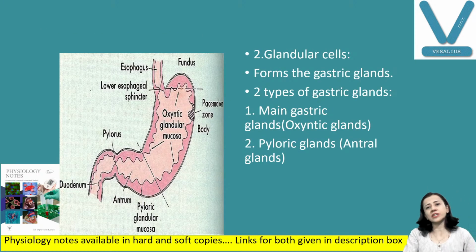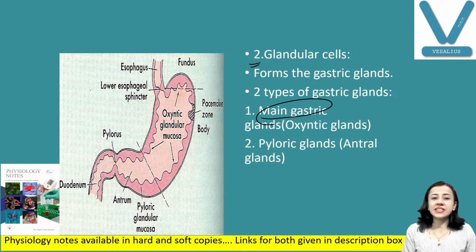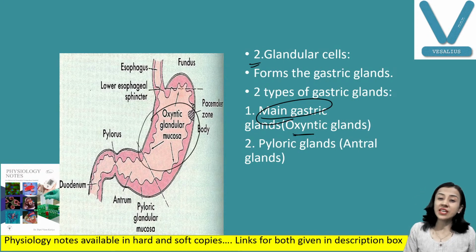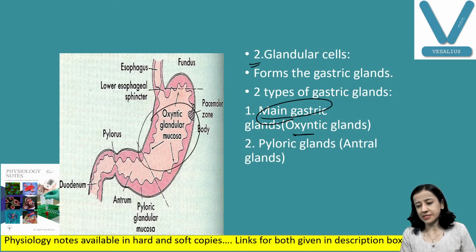So you can see, the important thing is that mainly two types of glands are there in the stomach. One is the main gastric glands, which are present in the body part here. These are known as oxyntic glands. Try to remember, oxyntic glands are also there and oxyntic cells are also there. In oxyntic glands we have oxyntic cells.